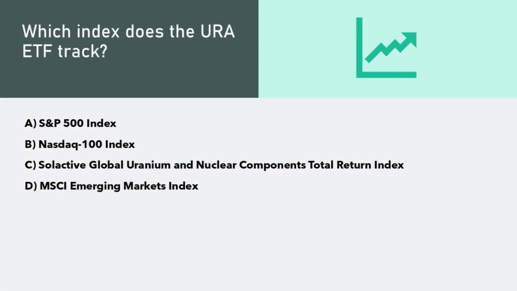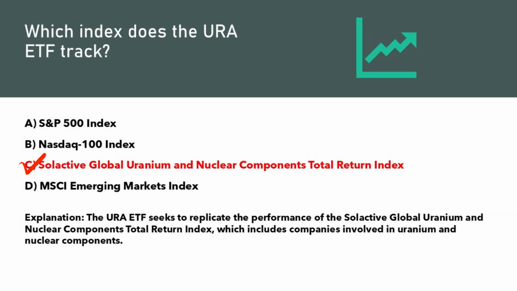Which index does the URA ETF track? Answer: C. Solactive Global Uranium and Nuclear Components Total Return Index. Explanation: the URA ETF seeks to replicate the performance of the Solactive Global Uranium and Nuclear Components Total Return Index, which includes companies involved in uranium and nuclear components.